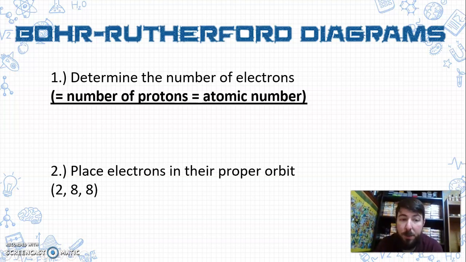And then afterwards you place the electrons in their proper orbit. So we start with the first orbit. It can hold a maximum of 2. If we had more than 2, then we would go to the next orbit, and that one can hold a maximum of 8. If we had more than that, then the next one can hold a maximum of 8, and so on and so on. But we're only going to be looking at the first 20 elements or so, so we don't have to go too far beyond that.